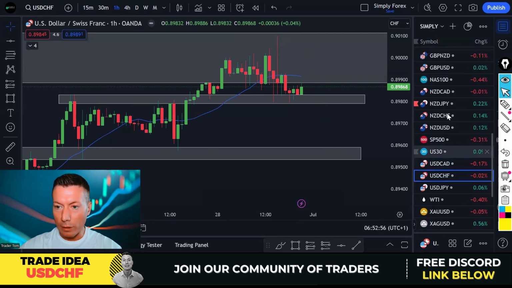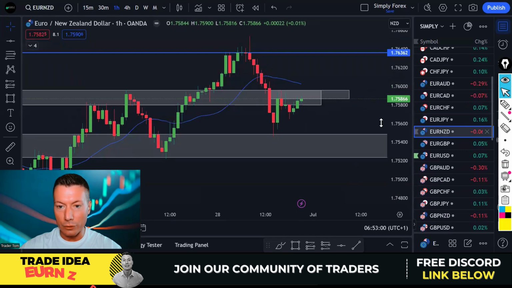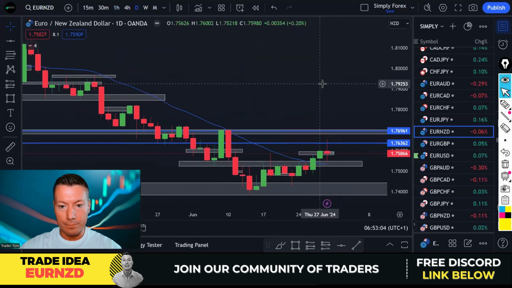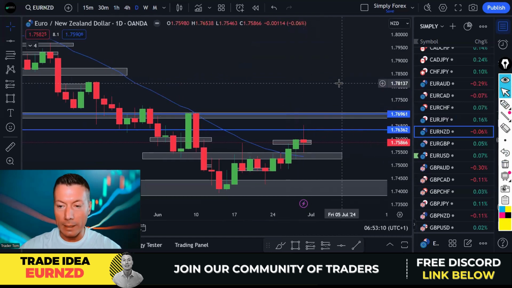And then my final trade idea for today, guys, is this, Euro dollar, New Zealand dollar. If we look at the day chart, right, I love a fresh structure break. I love a fresh structure break more than I love Liverpool FC. Okay, and I really love Liverpool FC.